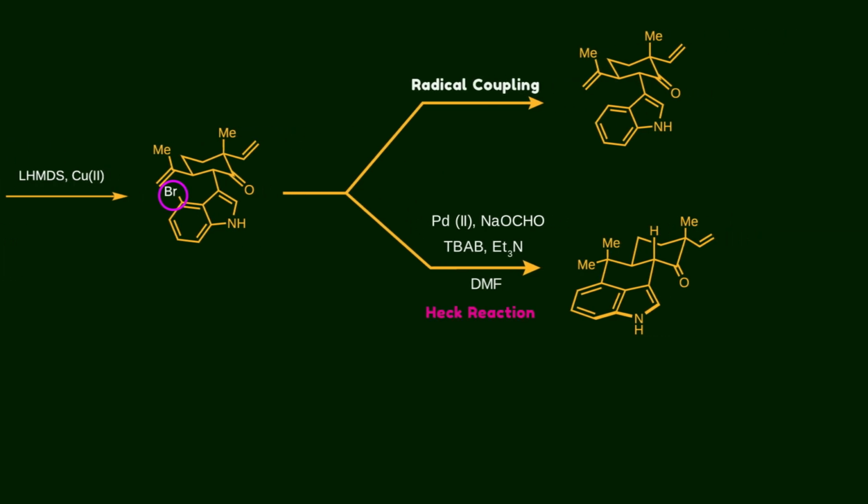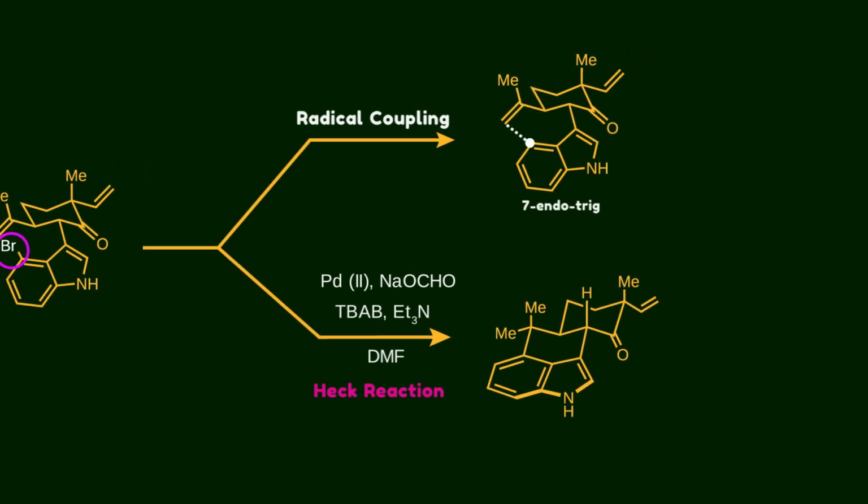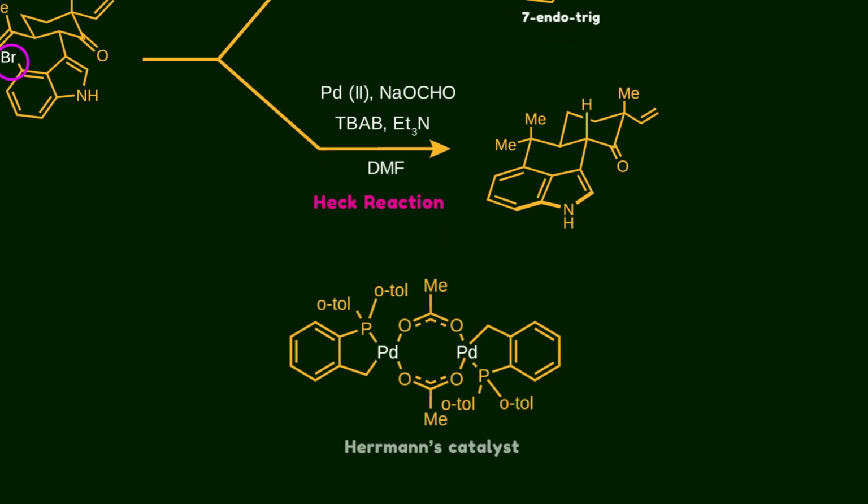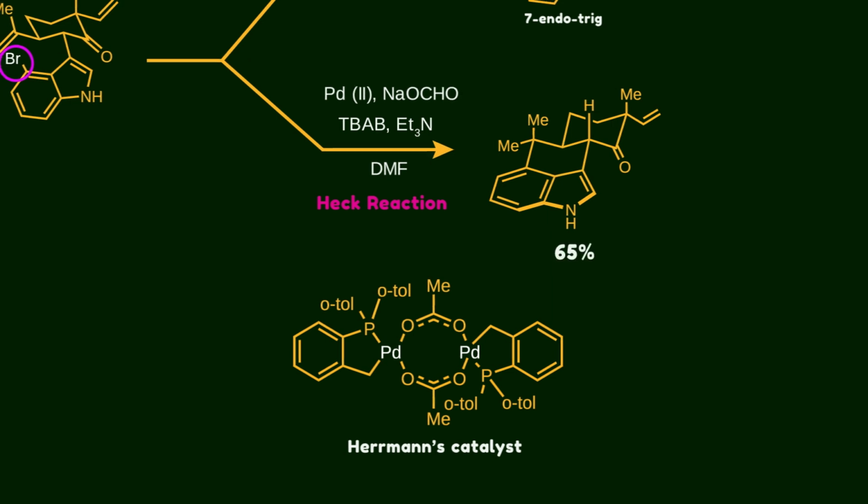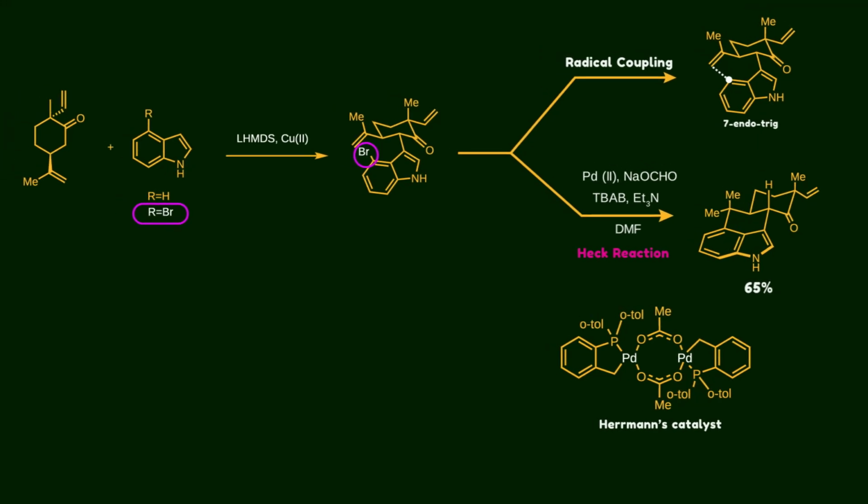The radical pathway led to the undesired 7-endo-trig cyclization along with debrominated products. Finally, it was discovered that use of Herrmann's catalyst as a palladium source and its slow addition were necessary to achieve a 65% isolated yield of the annulation product.